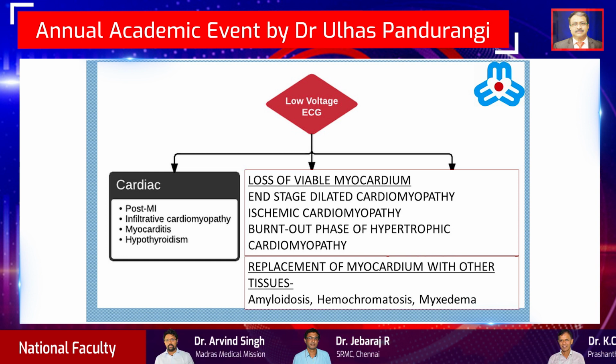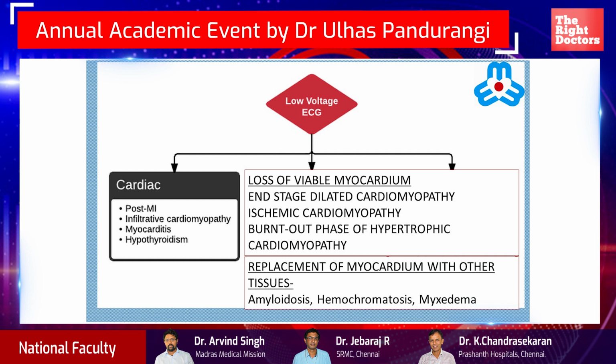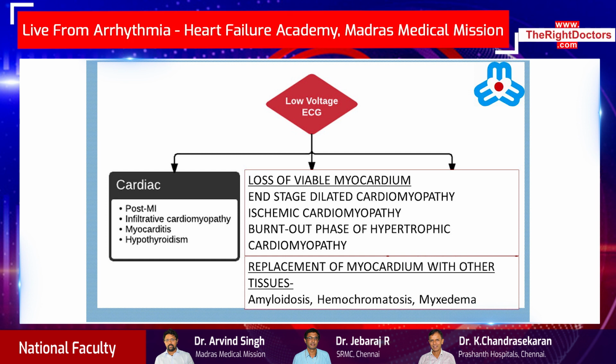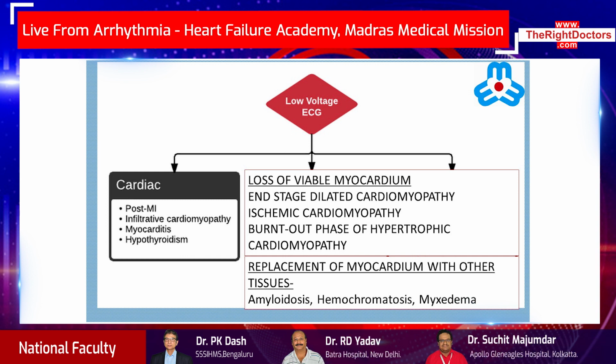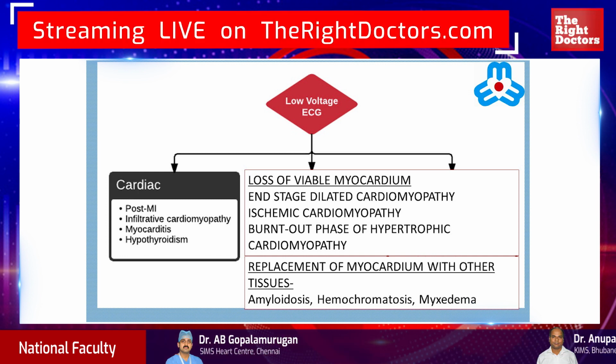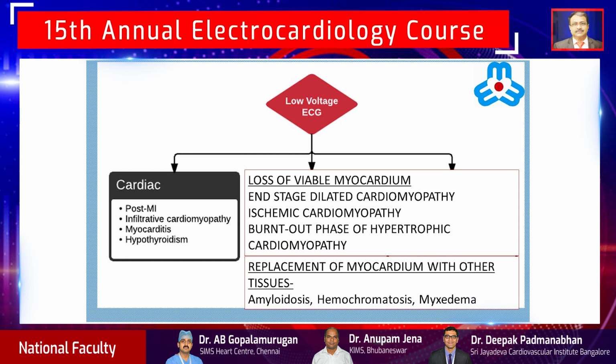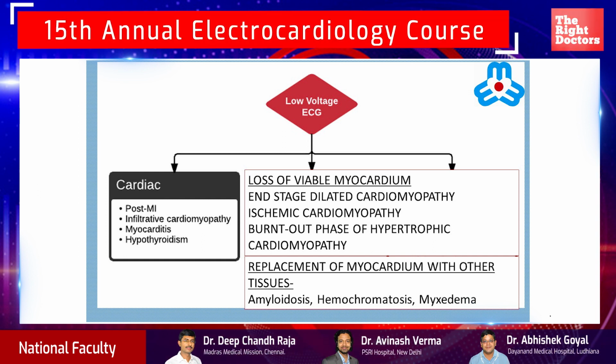So basically you divide them into cardiac and extracardiac factors. Cardiac factors are direct loss of viable myocardium, what is called a cardiomyopathy, disease of the myocardium. Any cardiomyopathy and ischemic etiology, like coronary artery disease, or an end-stage dilated cardiomyopathy, or hypertrophic cardiomyopathy patients who have reached their end stage, the heart has dilated, all the muscles have started regressing, and there is a loss of the myocardial tissue. All these can result in low voltage.